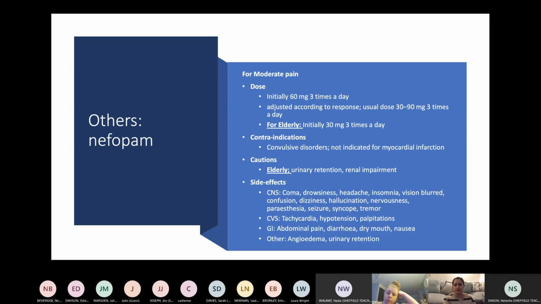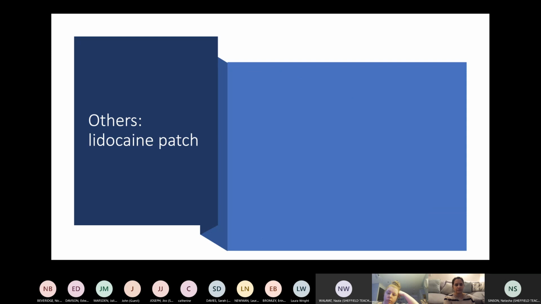So yeah, as I say, I haven't seen it for a while. But also don't use it for anyone who's ever had a seizure. And I think one of the main side effects I've seen with nefopam is normally hallucinations and confusion in the older person when we were using it before. So generally not used, but probably just to be aware of.